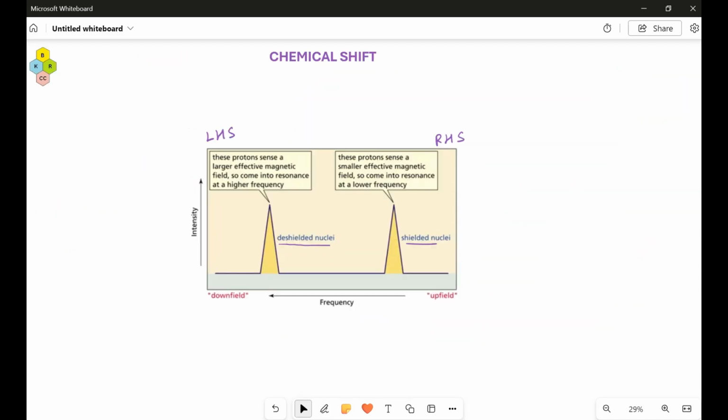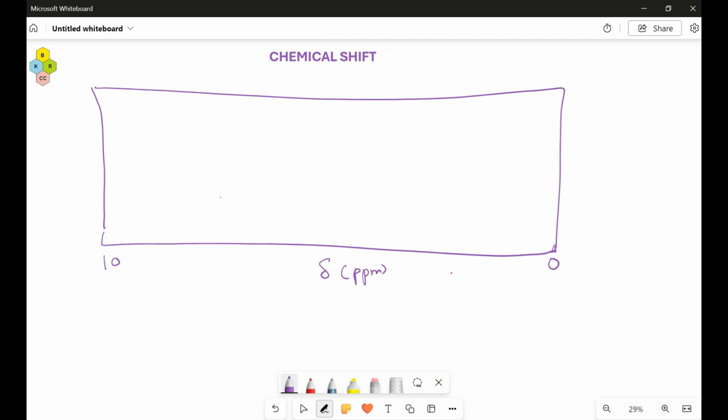As we have seen, on the right hand side, the shielded nuclei sense a smaller effective magnetic field, so they come into resonance at a lower frequency. And the protons that sense a larger effective magnetic field will come into resonance at a higher frequency. Is that clear? I should have a reference placed at 0, such that from the reference I can assign the delta value for the protons in question. The reference stands at the 0 delta value, and from this reference I position the different hydrogens in the molecule.